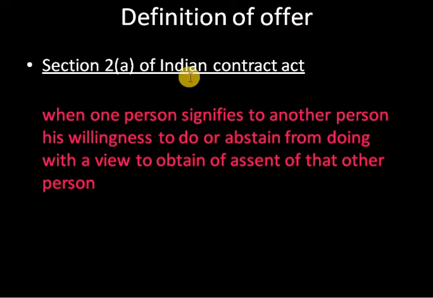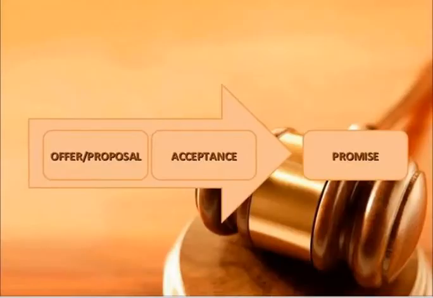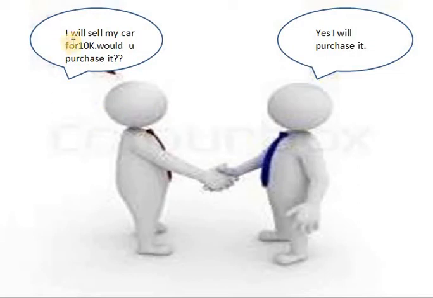Definition of offer. Section 2A of the Indian Contract Act defines that when one person signifies to another person his willingness to do or abstain from doing, with a view to obtain the assent of that other person, we can say that is an offer. Simply you should understand, look at this picture. I will sell my car for 10,000 rupees. Would you purchase it? That is, he is offering to another person, and the other person says yes, I will purchase it. So he is accepting that.